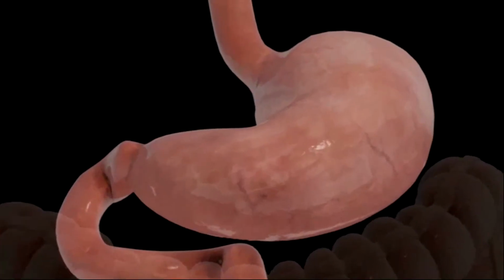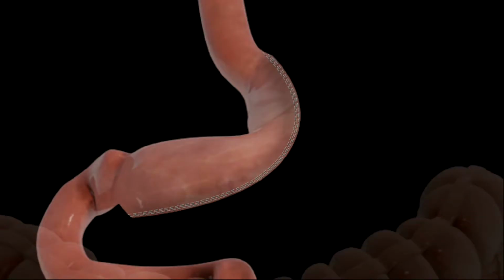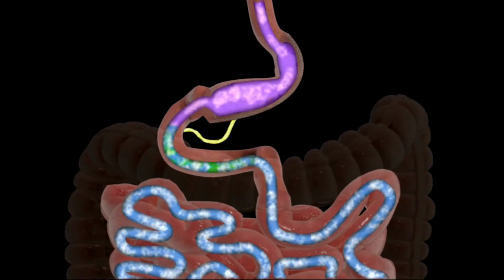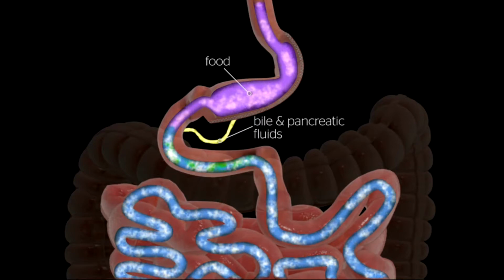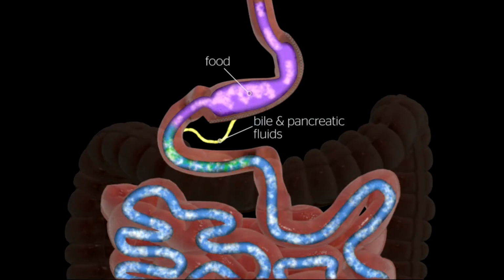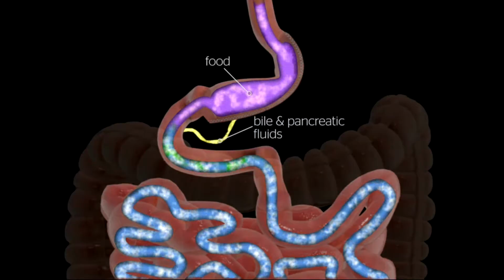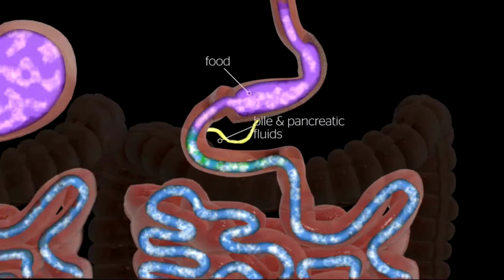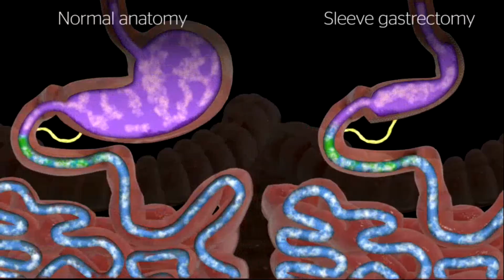During a sleeve gastrectomy, a thin vertical sleeve is created by using a stapling device. This sleeve will typically hold between 50 and 150 milliliters and is about the size of a banana. The resected portion of the stomach is removed. By altering the anatomy of the gastrointestinal tract, sleeve gastrectomy changes signals in the body, resulting in decreased hunger and increased feelings of fullness after meals. Bile and pancreatic fluid from the liver and pancreas mix with food and allow it to be completely digested and absorbed in the bowel. There is no rerouting of the small bowel or postoperative adjustments needed for the sleeve gastrectomy.